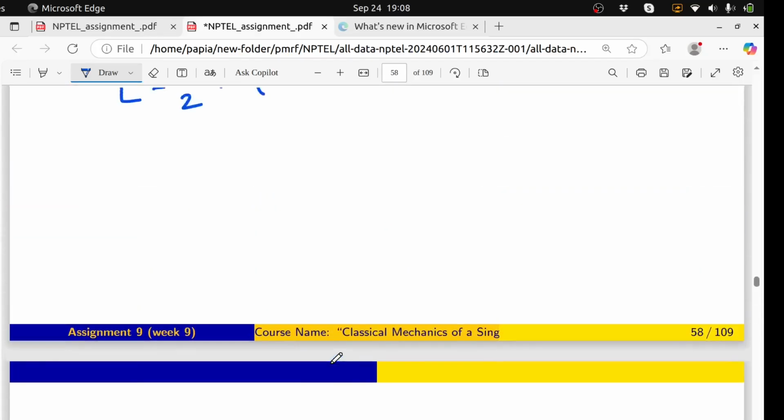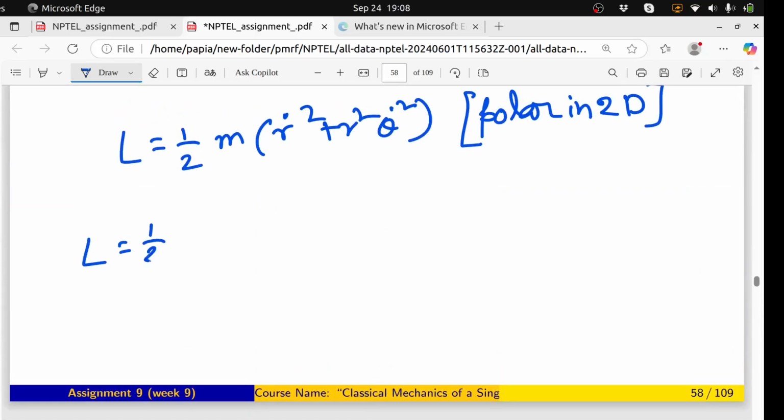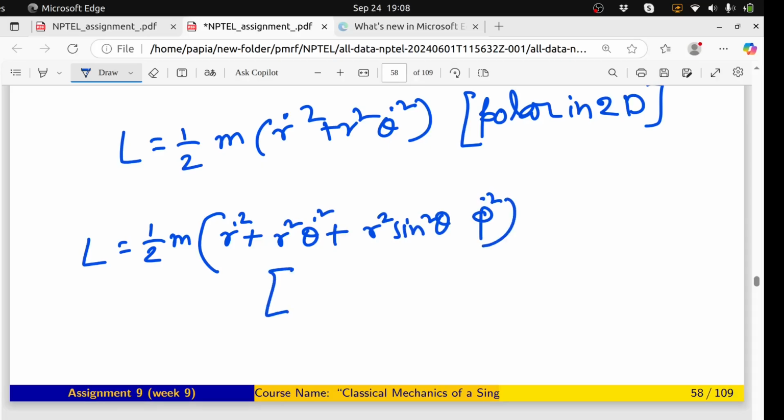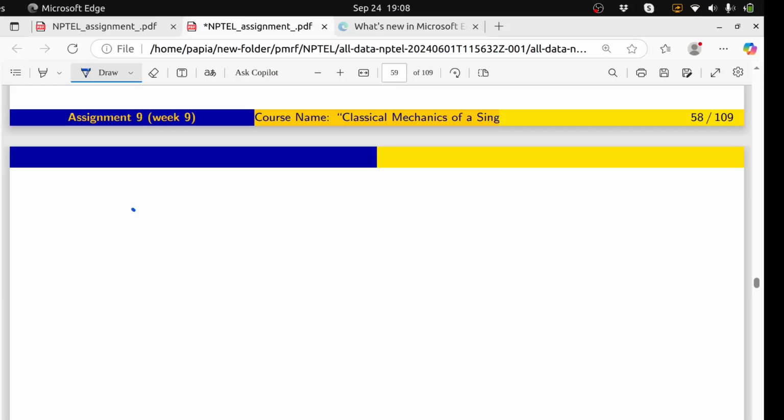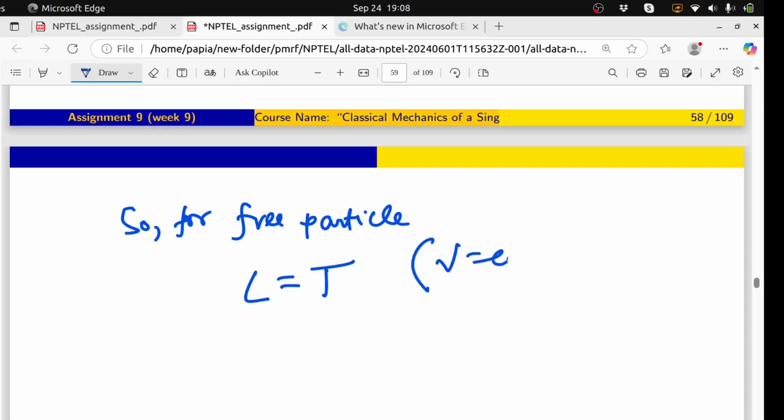And similarly, let's say I have L equals half m (r dot square plus r square theta dot square plus r square sin square theta phi dot square). So it is spherical coordinates in 3D. So we can see for a free particle, L is exactly T as there is no V.